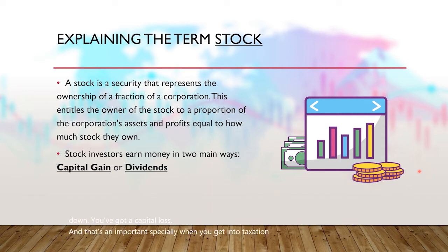The next one, dividends. This is the distribution of a company's earnings passed to a class of its shareholders. Usually dividends are paid quarterly, monthly, or semi-annually. So that's how you make money on stocks.